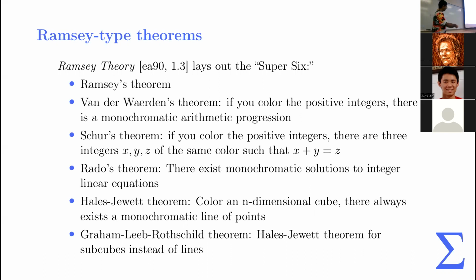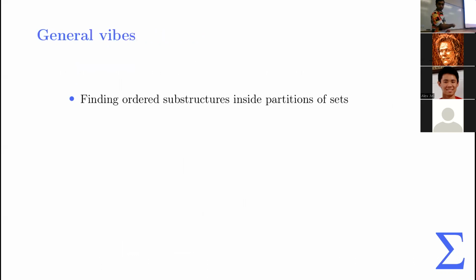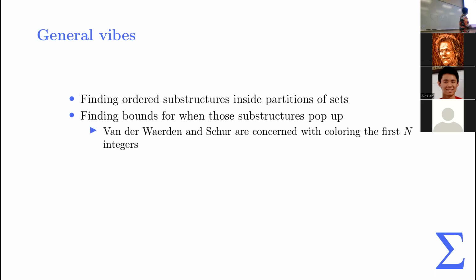Our general idea is that we're finding ordered substructures inside these partitions of sets, and we're partitioning things by coloring them. Does everyone understand partitioning something by coloring it? Does anyone need me to explain that?